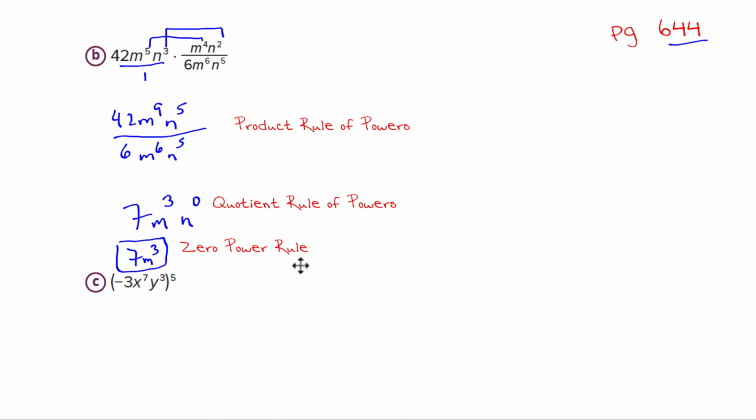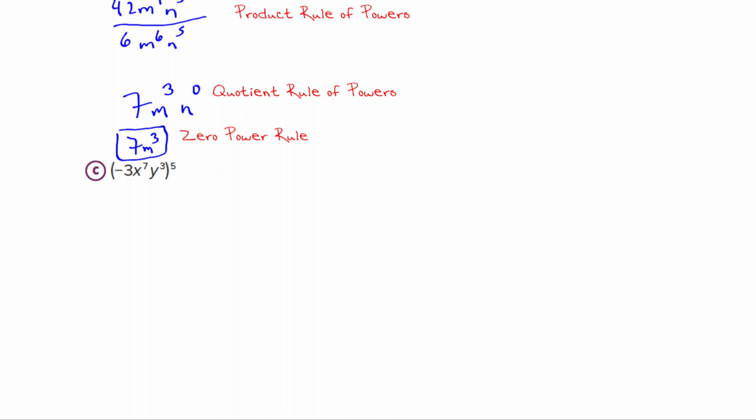All right, now you try to do C all by yourself. Pause the video and try C and then come back. There's a trick with C and it involves that negative. So good luck to you. Give it a try. All right, let's see if you did C correctly.